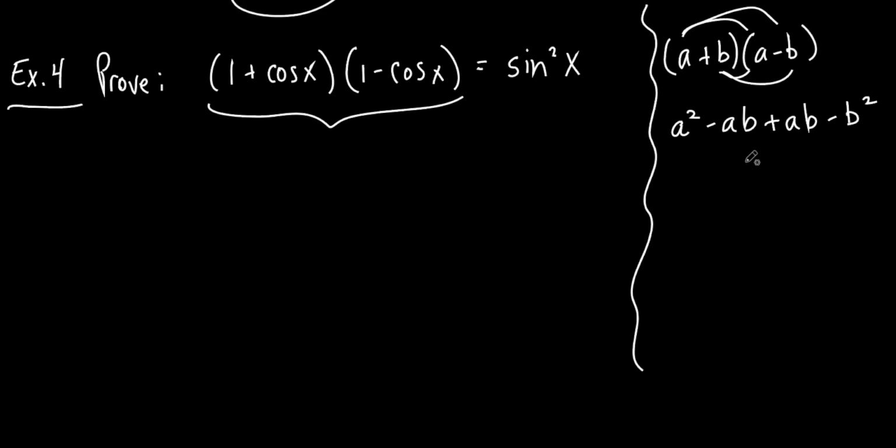Now watch what happens here. It doesn't always happen with every FOIL method problem, but on this particular one, it does. Look at this. Negative AB plus AB, what happens? They add up to 0. So what's my answer? A squared minus b squared. This is a special type of factoring called the difference of two squares. Do you remember that in Algebra 1?